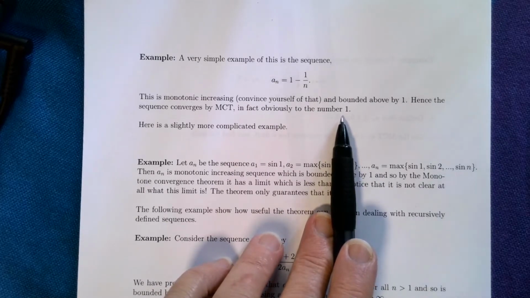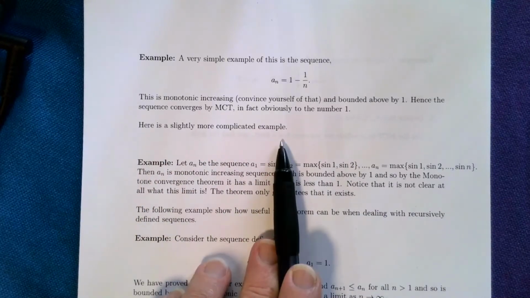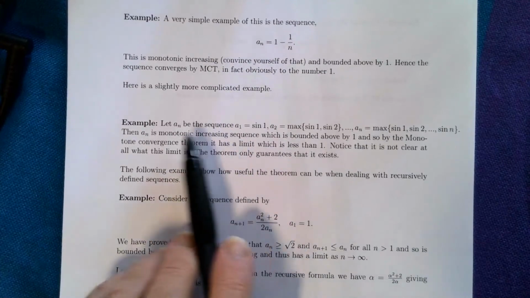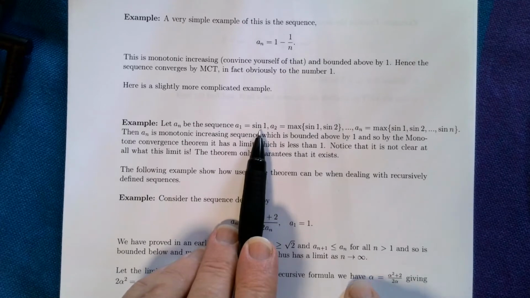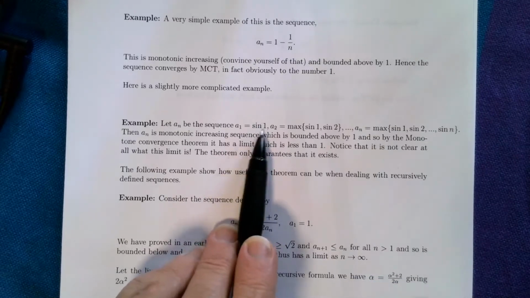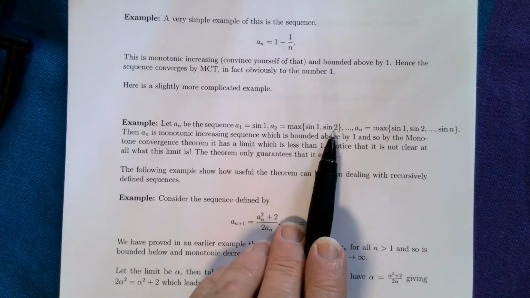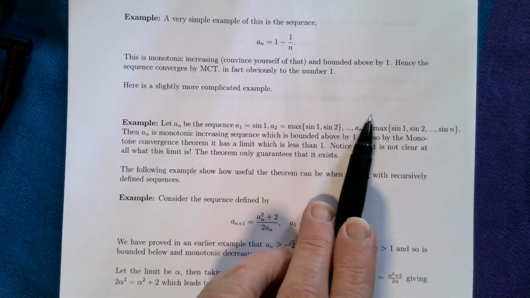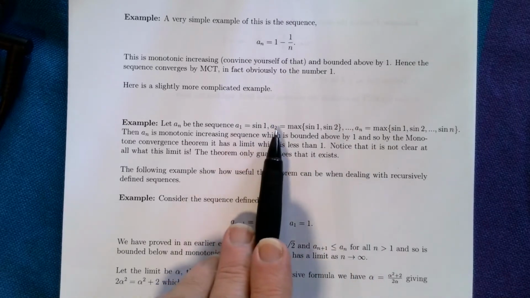I'm going to do a number of examples of this one. Firstly, a slightly more complicated example here, just to show you the power of this. So I define the following sequence. I take the first term, I take the sine of 1 on my calculator in radians, so I get some decimal. I then take the sine of 1 and the sine of 2, and I take whichever is bigger. I then take the sine of 1, the sine of 2, the sine of 3, and I take whichever is bigger. And so I'm going to get a sequence of numbers here.